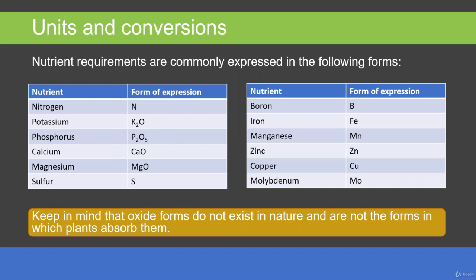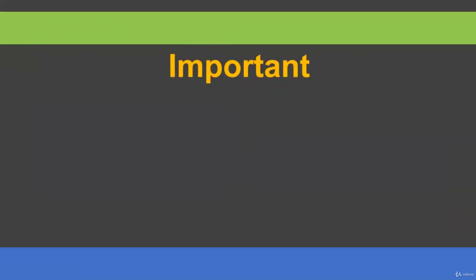All right. Now, the oxide forms actually do not exist in nature, and these are not the forms in which the plants absorb these nutrients. We already reviewed the forms in which plants absorb nutrients. Now, the reason for that is historical. So this is the way that the nutrients are expressed also in fertilizers. When we say the NPK of a fertilizer, we usually mean N, P2O5, K2O. We'll see an example in a second.